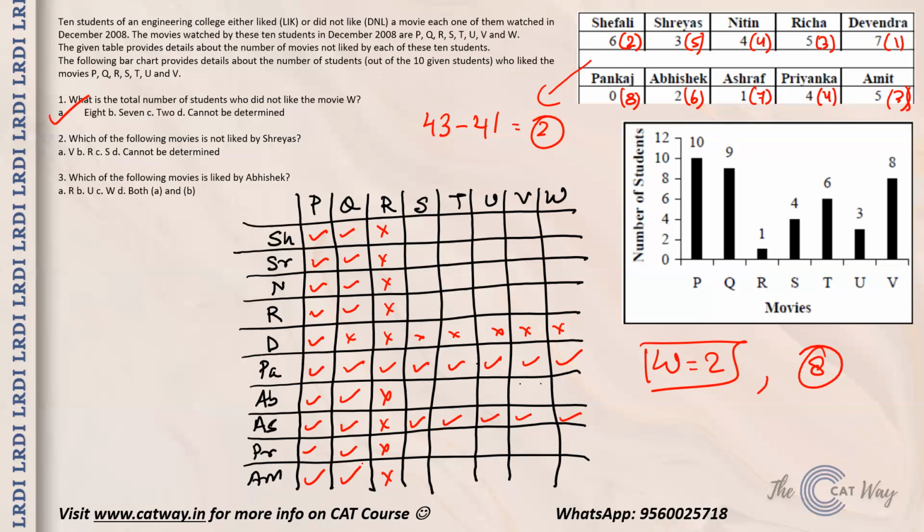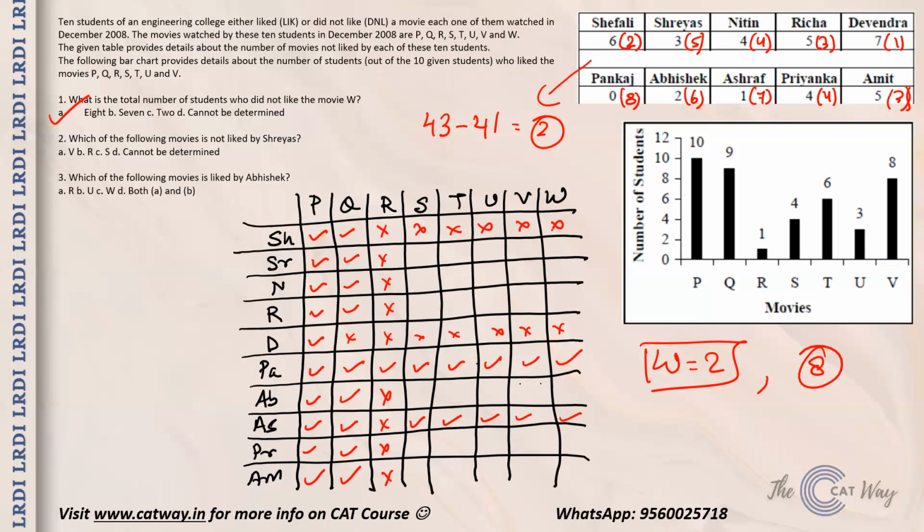Then guys, what do we have? Let's see. If you talk about Shifali, she did not like 6 movies. Shifali only liked 2 movies and we know the data for her 2 movies, that is P and Q. So she did not like any of the other films.